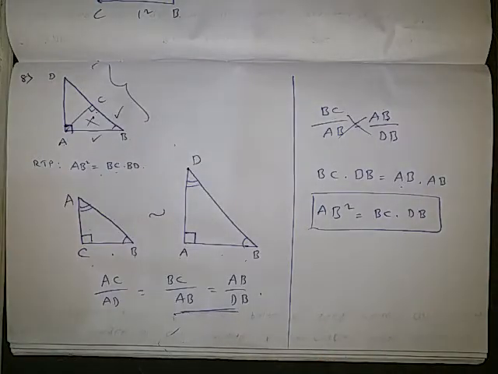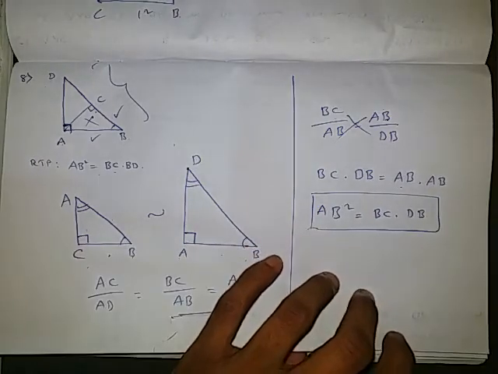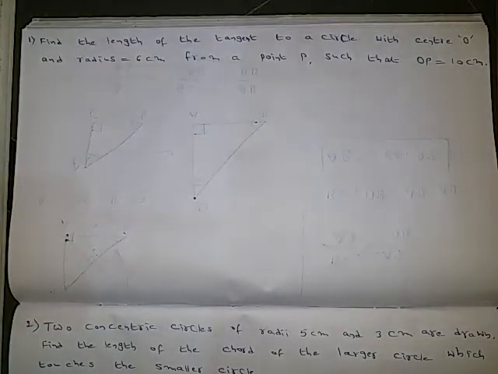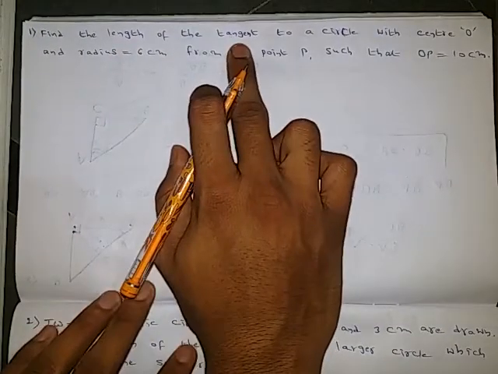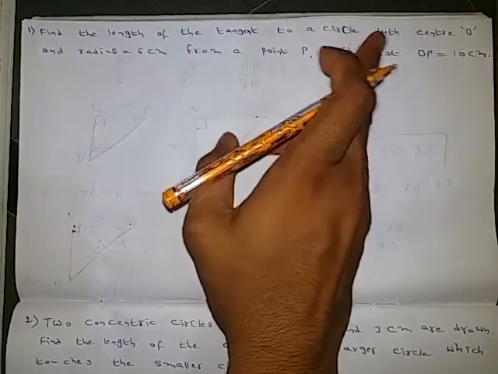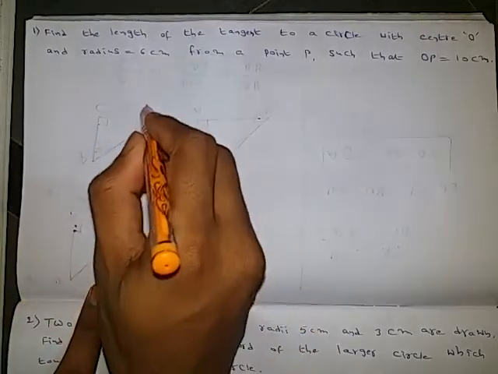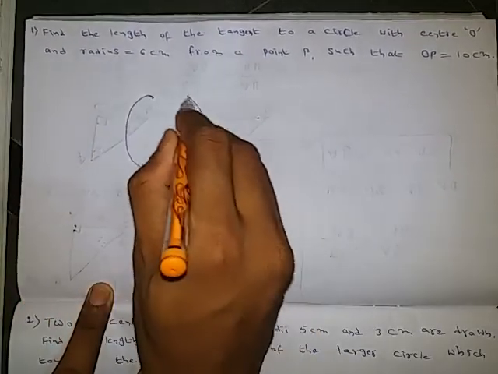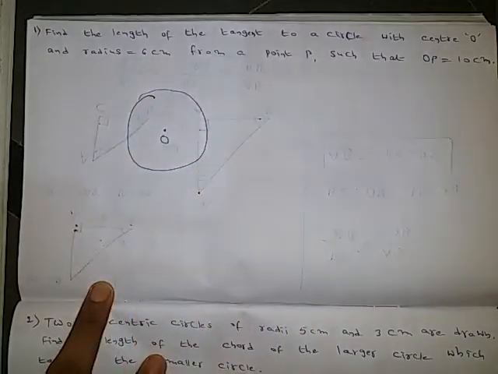Okay, so by this problem we completed the important questions from the similar triangles chapter. Now let us move to the next chapter, that is tangents and secants. Okay, now let us discuss some important problems from tangents and secants. So the first type of question is, find the length of the tangent to a circle with center O and radius 6 centimeters. We have one circle with center O and radius 6 centimeters.